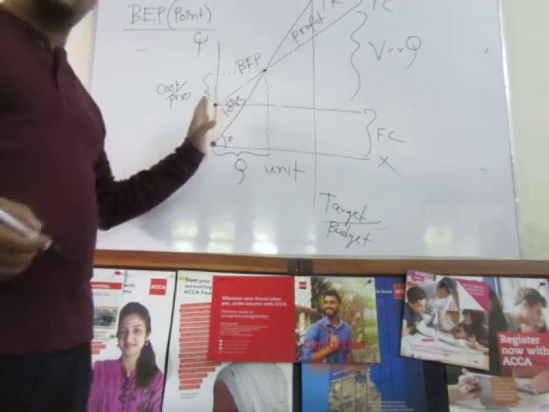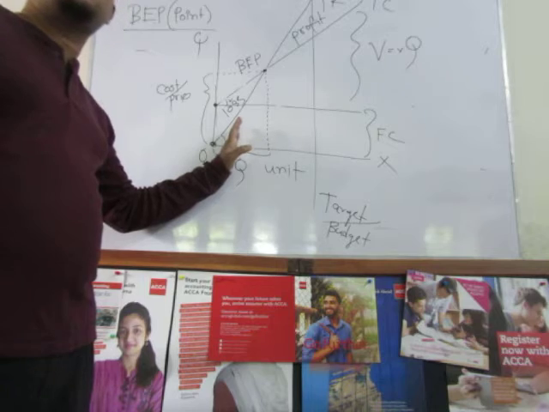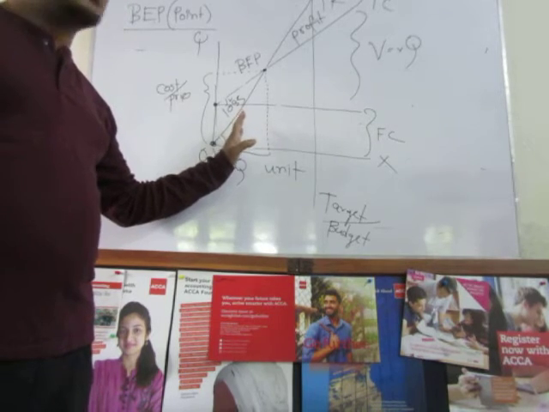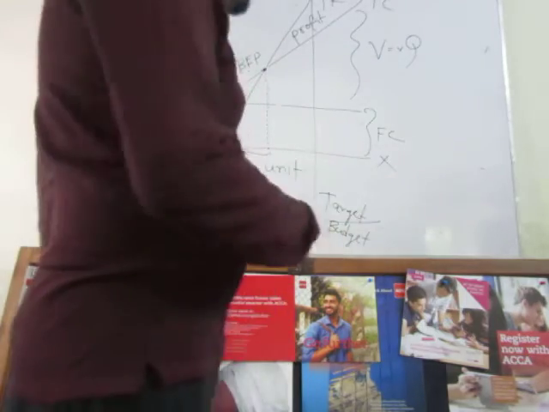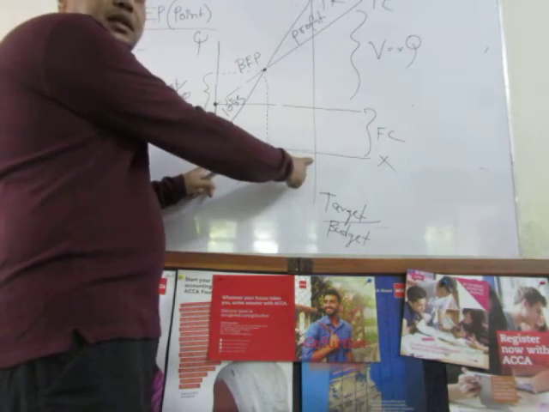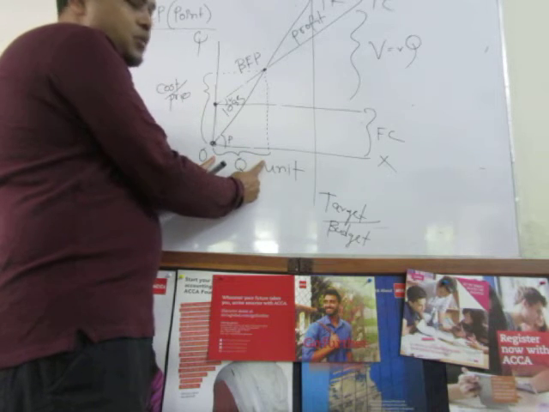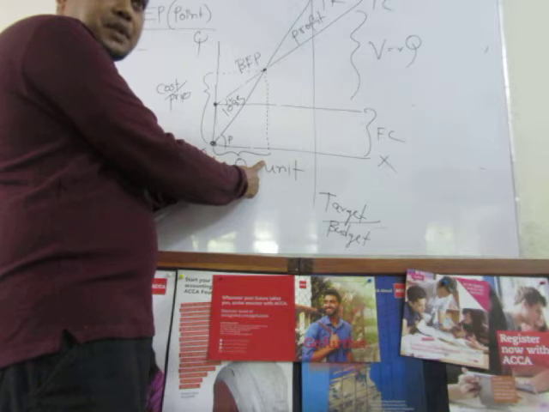Budget sale will never be below BEP, because if your target or budget is less than BEP, that means you are in a loss position. So obviously your target sale or budget sale will be more than the BEP. So this portion is target sale, and this portion is BEP sale.